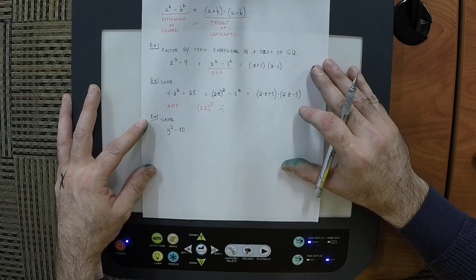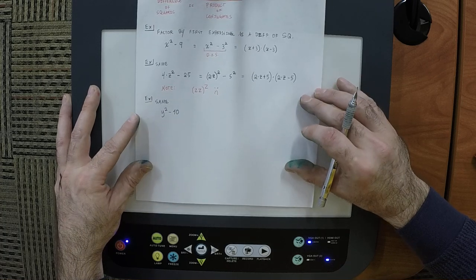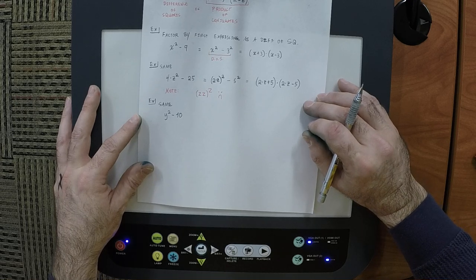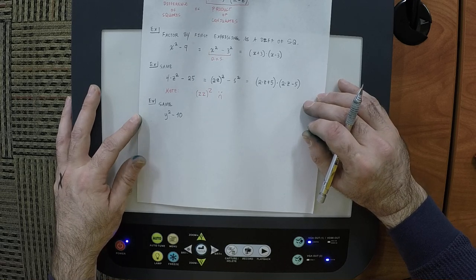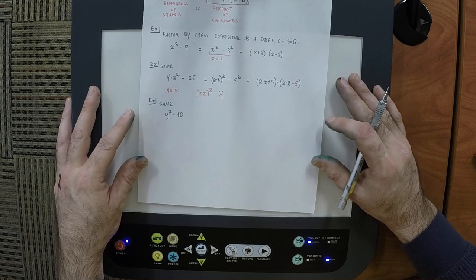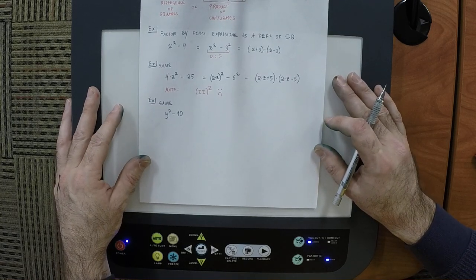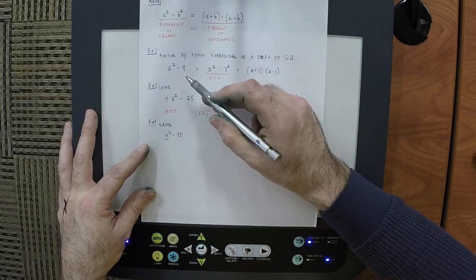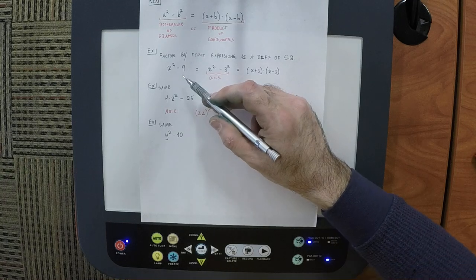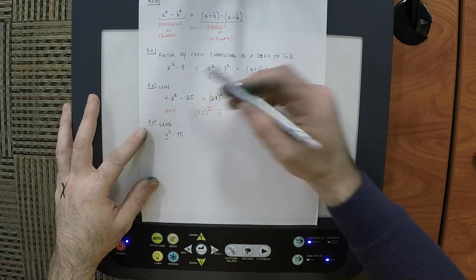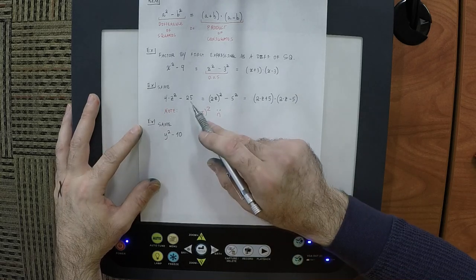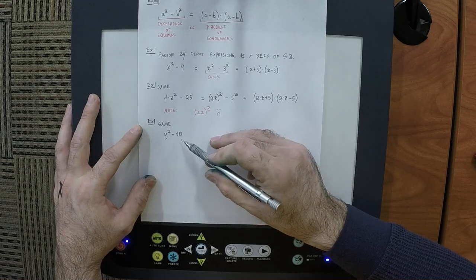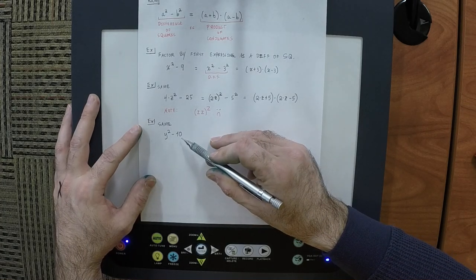Okay, well, going by statistics, I would guess that about half of you are uncomfortable with this question. Maybe more. Let's see if I can put your discomfort into words. Well, when we were doing x squared minus 9, that was okay because I know that 9 can be written as 3 squared. And when we were doing this one, that one was okay because I know 25 could be written as 5 squared. But I'm really concerned about this one because 10 cannot be written as a square.